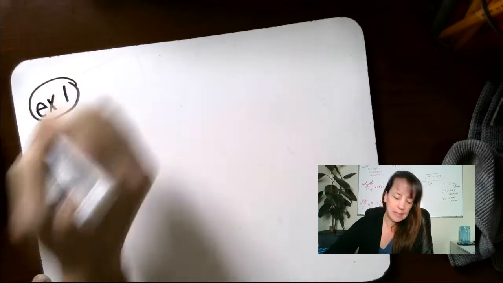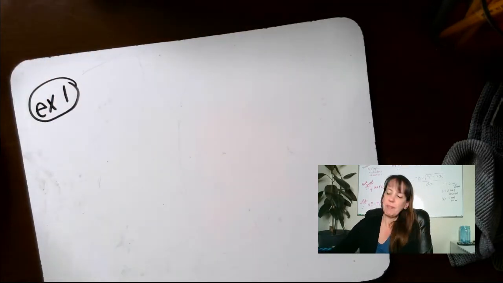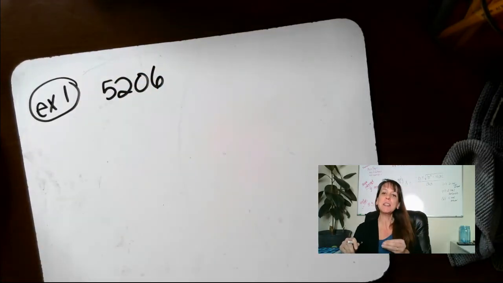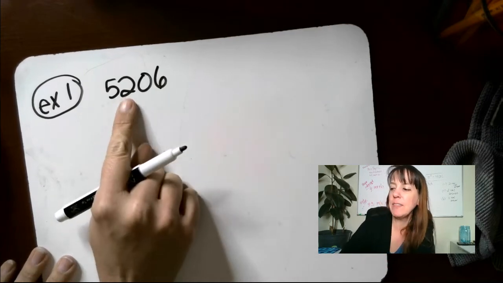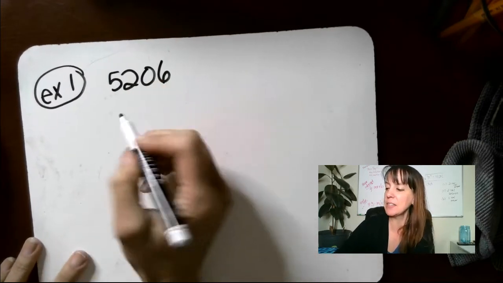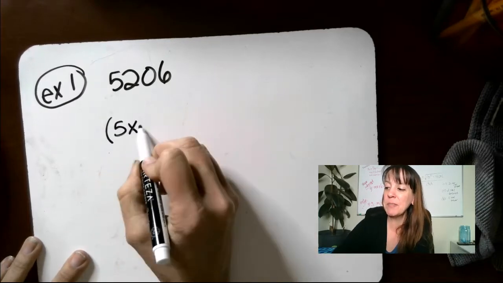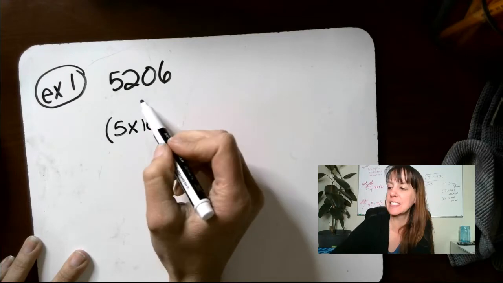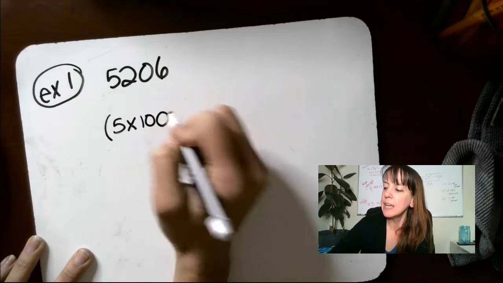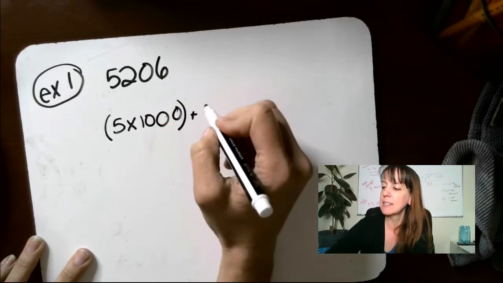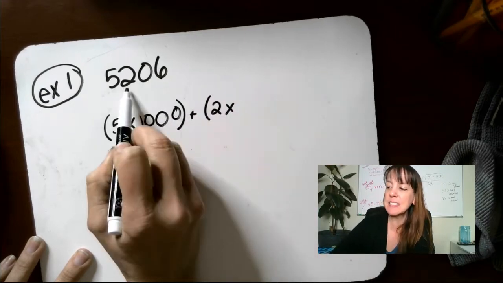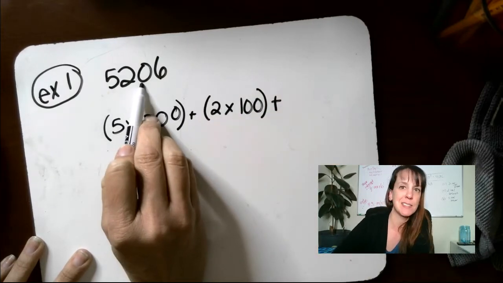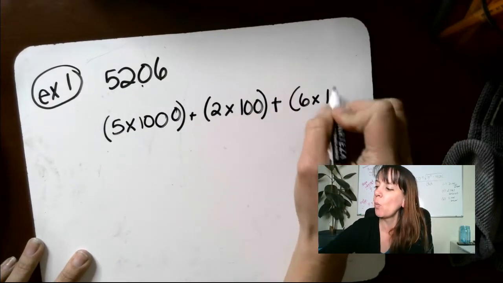Example number 1. Write 5,206 in expanded notation using the powers of 10. So we know that this is 5,206, right? 5,000 would actually be 5 times 1,000, and let's write it out first this long way. It'd be 5 times 1,000 plus 2 times, and this is in the hundred spot, 2 times 100 plus, and we're going to skip that spot since it's a 0, so it's plus 6 times 1.